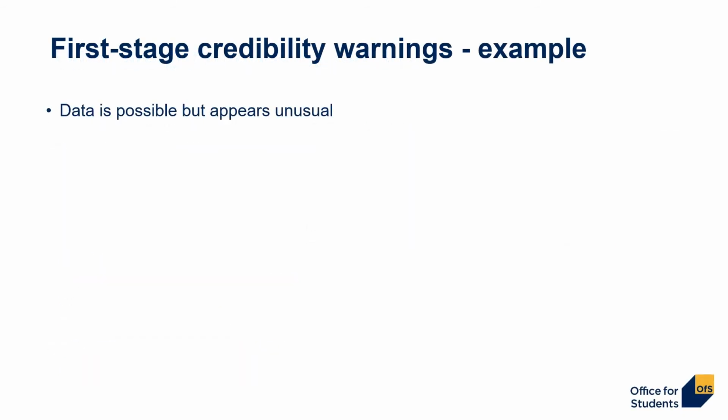First, let's look at first stage credibility warnings, which occur when data is possible but appears unusual. Again, this is not necessarily saying that there's anything wrong with the data or that it's considered incorrect. Rather, that based on the data that we have available to us, the data differs from what we might expect. As an example, consider a workbook where all students are recorded as new entrants on Table 5. This may be accurate for a new provider, but for most it's not what we would normally expect to see.